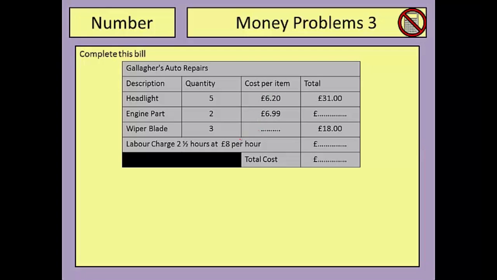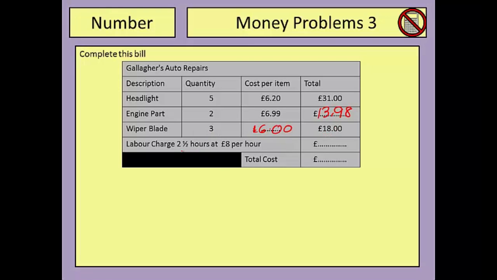Okay, so the engine parts, I needed 2 of them, and they cost £6.99 each, so I need to double that, which is going to give me £13.98. The wiper blades, I needed 3 of them, and the total was £18, so I need to do £18 divided by 3 to get the cost per item, and per item they cost £6. Again, I can check that by multiplying £6 by 3 to get back to the 18.